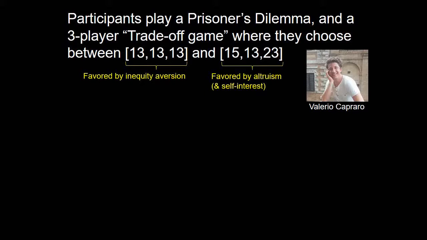And so what we want to do is say, how do the choices that people make in the trade-off game predict the choices they make in the prisoner's dilemma? And if cooperation in the prisoner's dilemma is motivated by inequity aversion, then you should expect people that are more likely to choose the equitable choice will cooperate more. Or if cooperation is driven by altruism, you should expect people that choose the more altruistic option to cooperate more. Or if it's some mix, then maybe you'll get a wash.